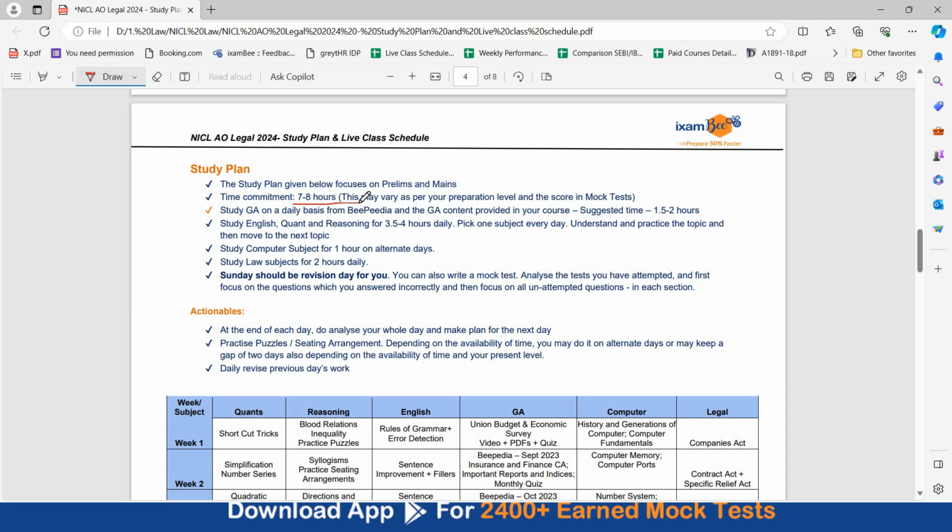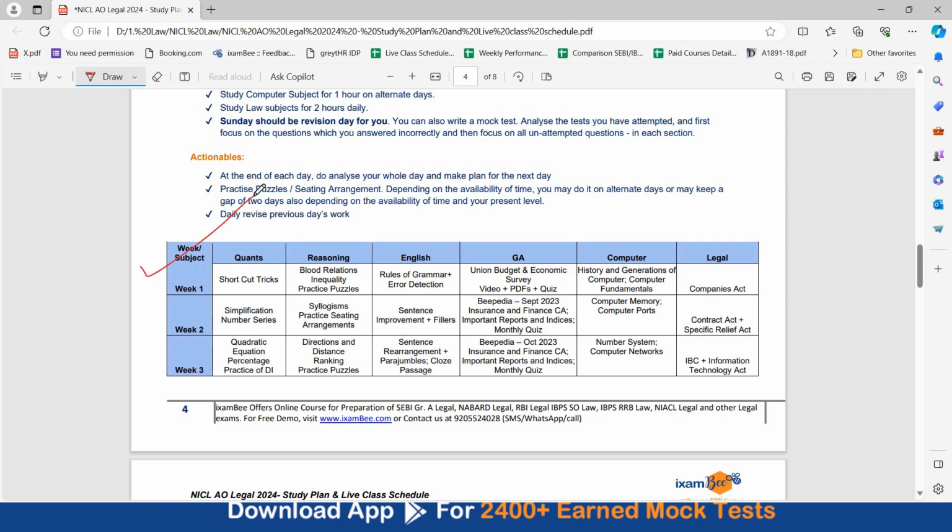You can also pick up computer subject and you can study it for 1 hour on alternates and study law for 2 hours on a daily basis. Monday to Saturday do this. Sunday should be revision day for you. Whatever you have studied from Monday to Saturday, revise that on Sunday. After 2 weeks, start attempting mock test.